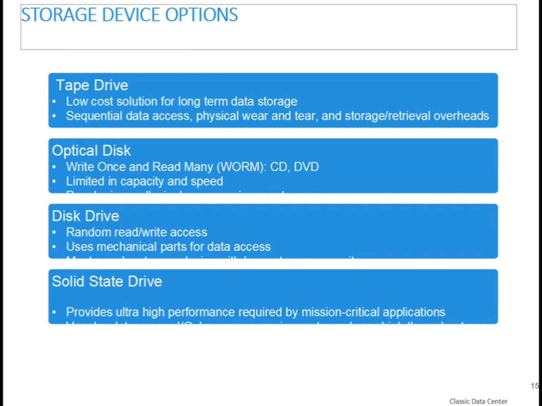Next are solid state drives, that is SSDs, also referred to as flash drives. They are new generation drives that deliver the ultra high performance required by mission critical applications. Flash drives use semiconductor-based solid-state memory, that is flash memory, to store and retrieve data.